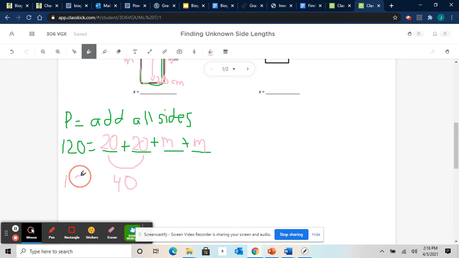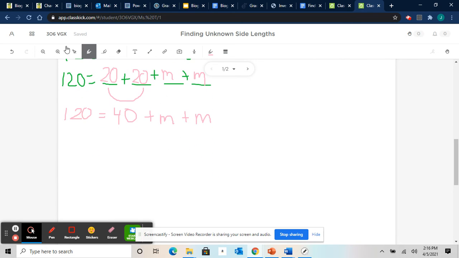So far I have 120 equals 40 plus M plus M. Okay. I'm going to just ignore these M's for a second, and I'm going to think of that inverse operation, right, of addition is subtraction. So I'm going to do 120 minus 40. 2 minus 4, I can't do that. I can take away from the 1. The 2 becomes a 12. 12 minus 4 is 8. So I have 80. That means that there's 80 left over.